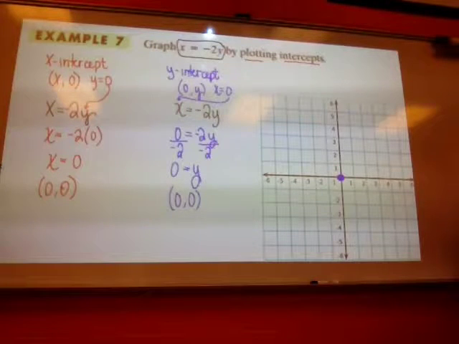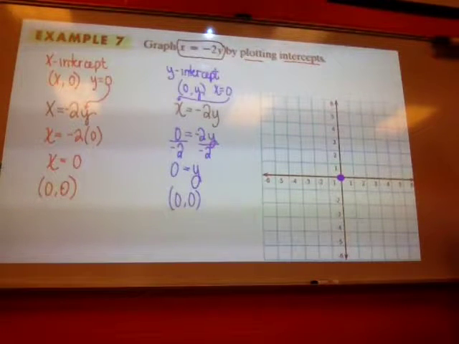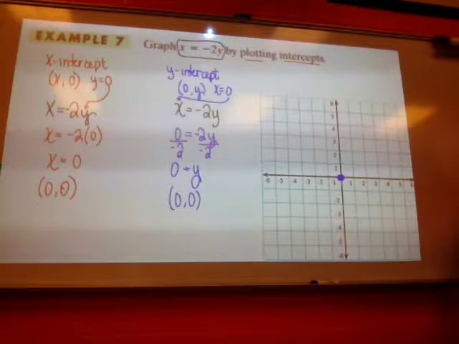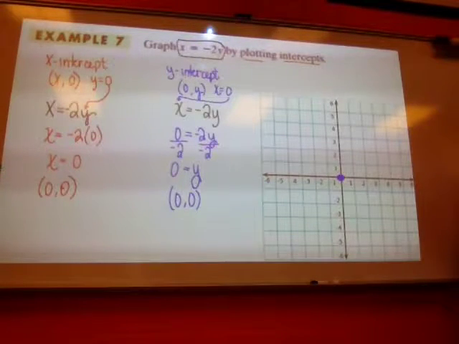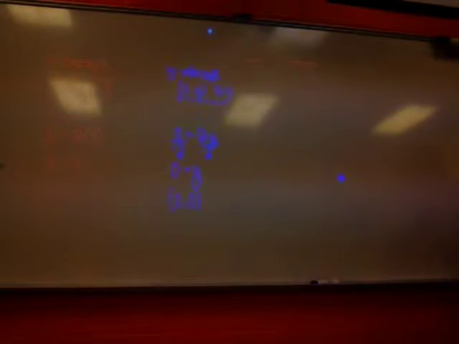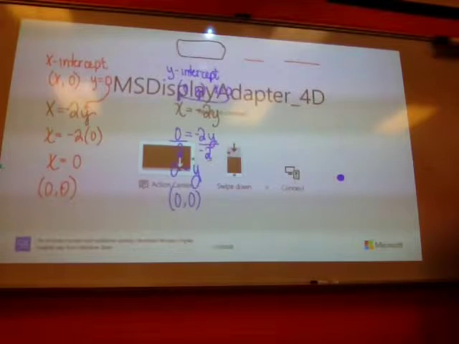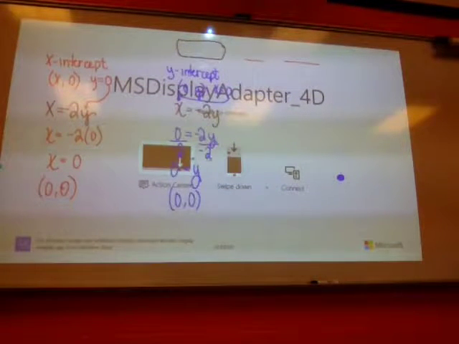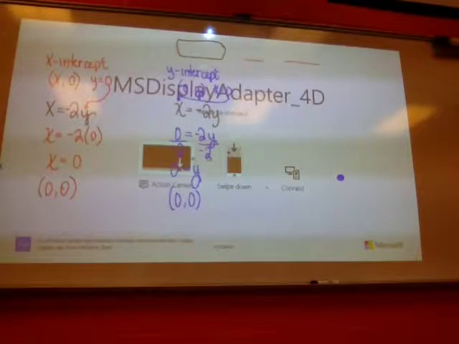I'll take either. You could also just substitute x for another number, like if x equals 6, then y would equal negative 3. Okay. So then you can plot that point and see which way the line goes. Perfect.